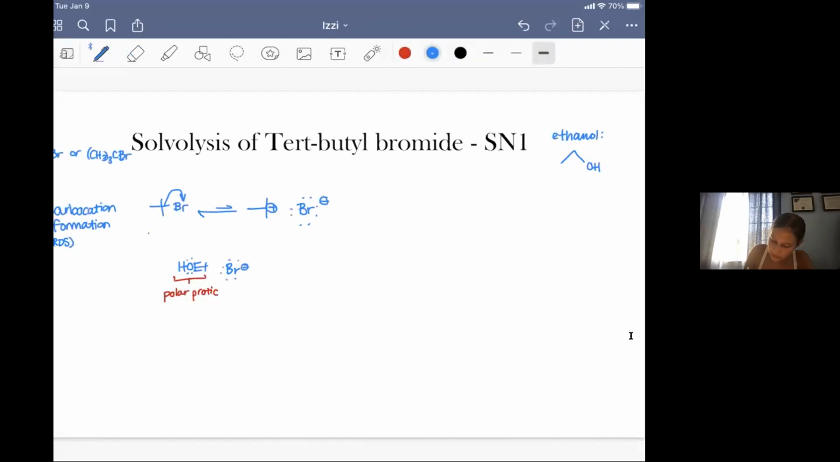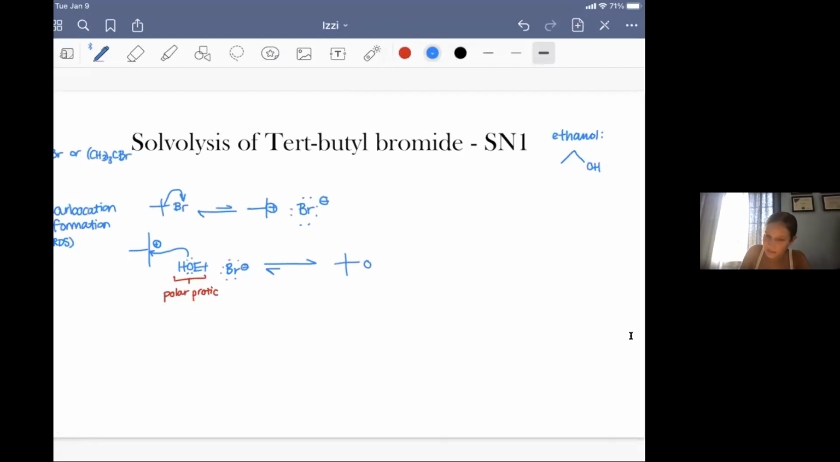The lone pairs on the oxygen are going to attack the positively charged carbon, and that's going to form a covalent bond. And remember how I said that carbons prefer to remain neutral, when they have 4 groups attached to them, which is why our bigger arrow is now pushing towards the right.